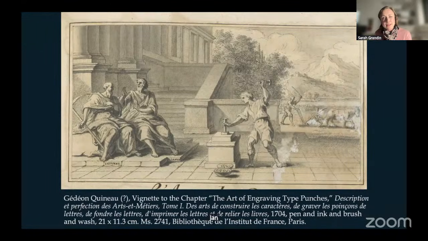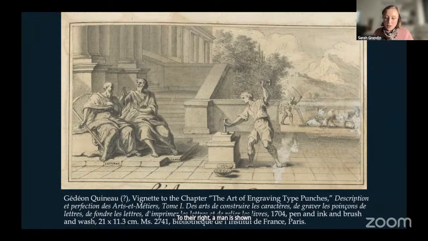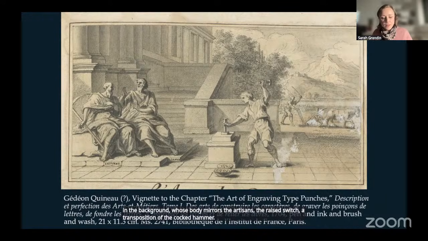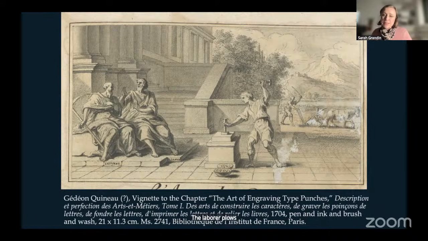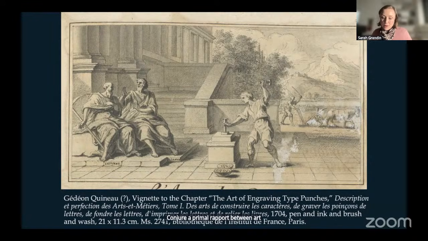Janus is often depicted as having two faces, not unlike the coin he holds in the hand in this image. To their right, a man is shown striking coins. His strain is echoed by that of a farmer in the background, whose body mirrors the artisan's, the raised switch a transposition of the cocked hammer. The laborer plows the earth behind his stocky donkey, such that the trio's flexing muscles conjure a primal rapport between artisan, laborer, and beast.